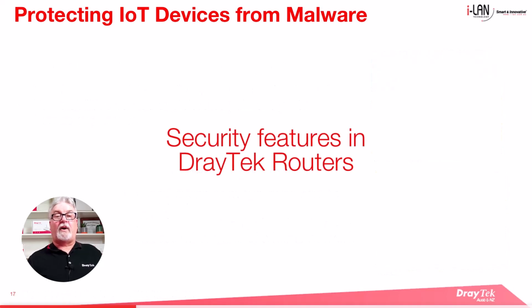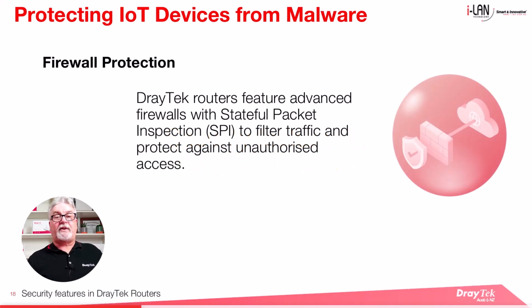Okay, now let's look at how IoT devices can be secured by utilizing the security features of DrayTek routers. These routers have several built-in security features to help protect networks and devices from various threats. Key security features include firewall protection. The advanced DrayTek router firewall includes stateful packet inspection, SPI, to filter incoming and outgoing traffic, protecting against unauthorized access.